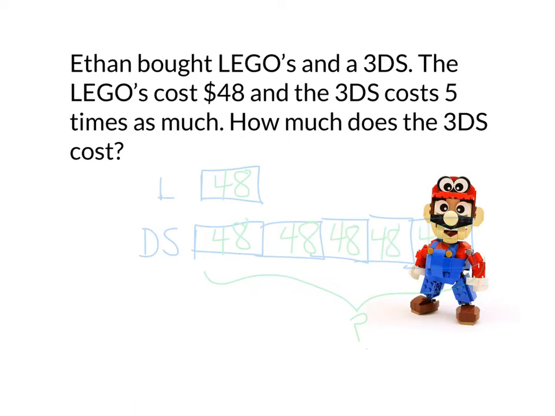So, Ethan, what operation would you use to solve this problem and figure out the value of the DS? Multiplication. Very good. What's our multiplication problem? 48 times 5. Tell me how to do this problem. So 8 times 5 is 40. Can I write 40? No, so you have to put the 0 in the ones place and the 4 in the tens place, because that's 4 tens.